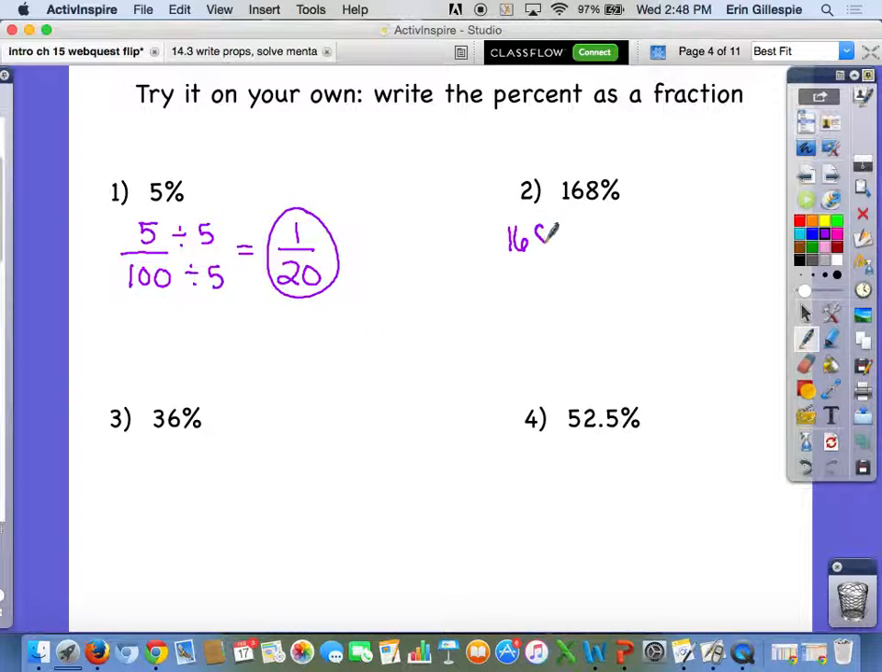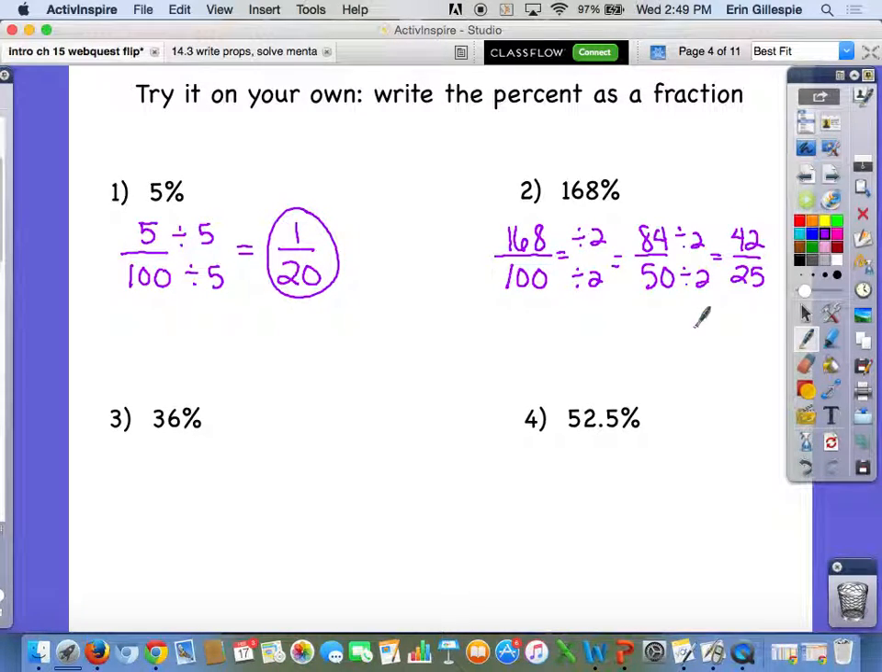168% means I'd have 168 over 100. Now, because this is a percent greater than 100, you're either going to have an improper fraction, which means your numerator is bigger than your denominator, or you could make it a mixed number. Either answer is okay. So here, if I reduce 168 over 100, I can divide those both by 2. That'd be 84 over 50. I could divide by 2 again. That'd give me 42 over 25. After that, there's no number that divides into both 42 and 25, so I could leave it that way. Or I could make that a mixed number. I could say that that's 1, and then I'd have to do 42 minus 25 to figure out that it's 17 over 25, okay? Either of those would be all right.